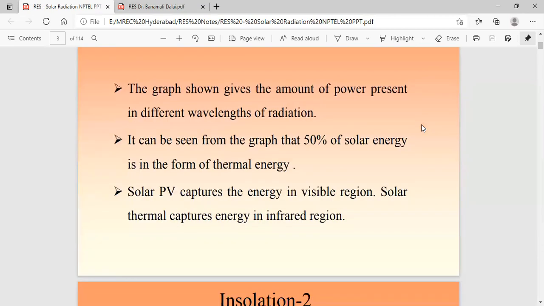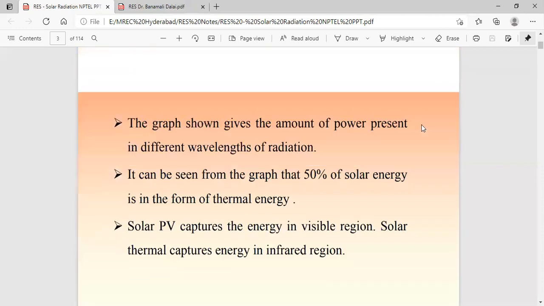The graph shown gives the amount of power present in different wavelengths of radiation. It can be seen from the graph that 50% of solar energy is in the form of thermal energy. Solar PV captures the energy in the visible region. Solar thermal captures energy in the infrared region.